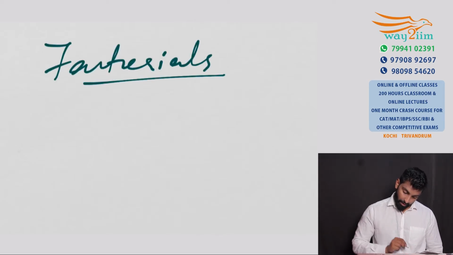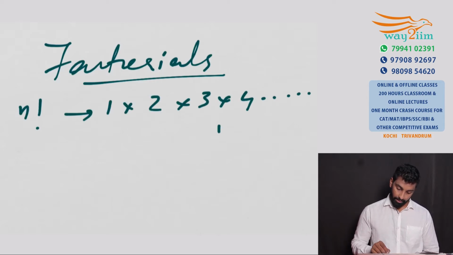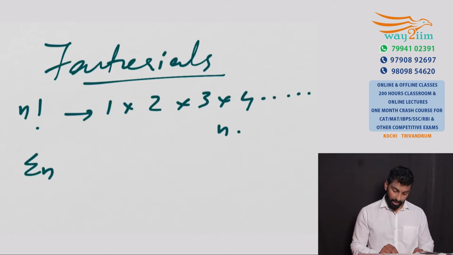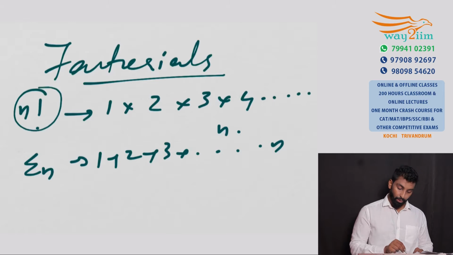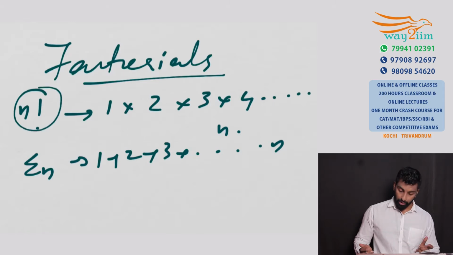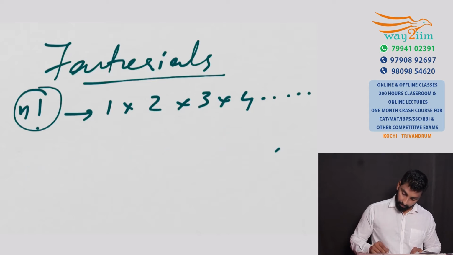Okay, next is factorials. Now, what are factorials? What is n factorial? N factorial means 1 into 2 into 3 into 4, and so on, up to n. We have already seen sigma n, which is 1 plus 2 plus 3 plus 4 plus up to n. So factorial is a product of numbers, while sigma n is the sum of numbers. When we see a sum of numbers, it is sigma n. When we see a product of numbers, it is n factorial.